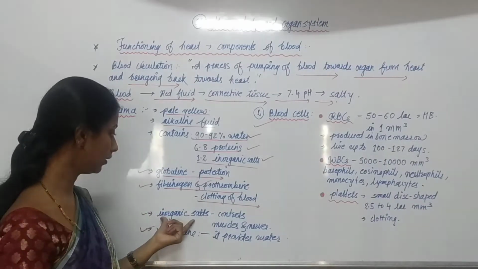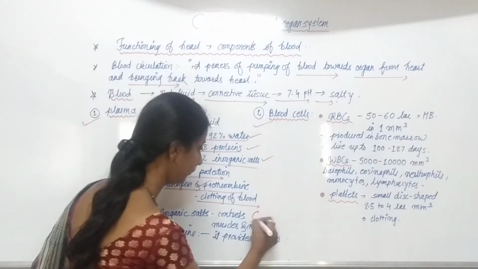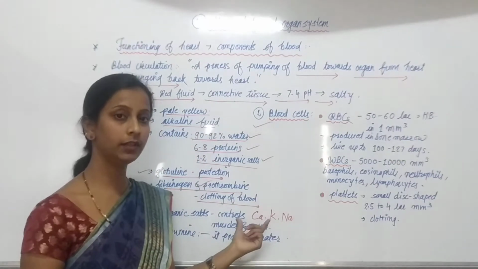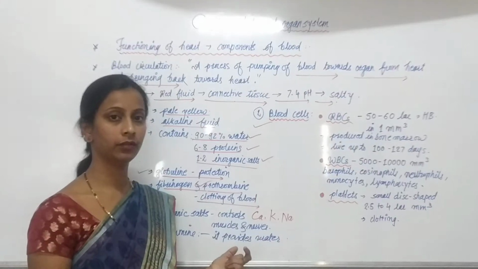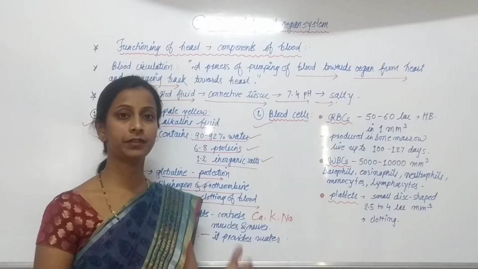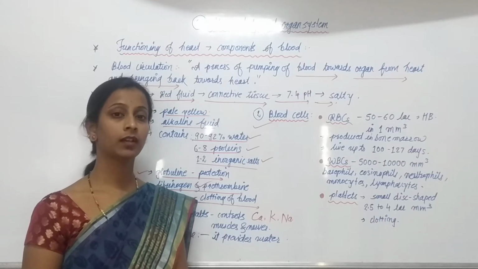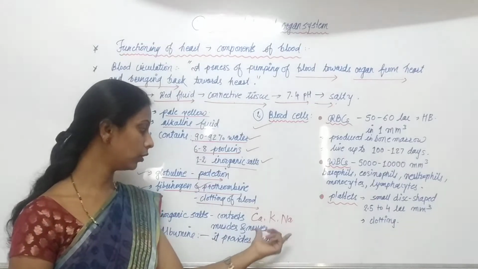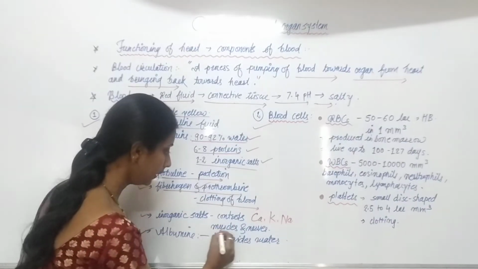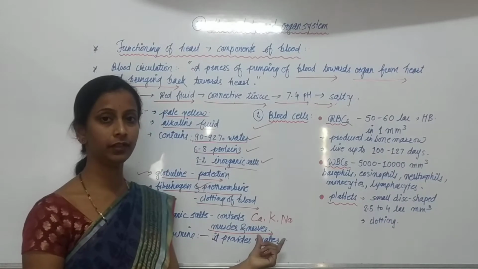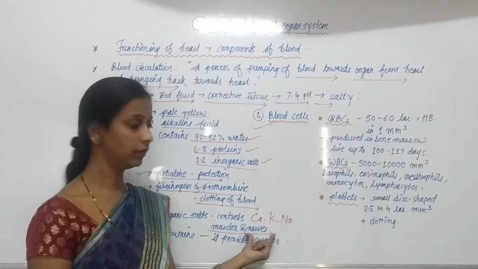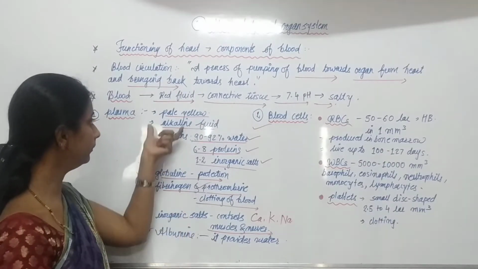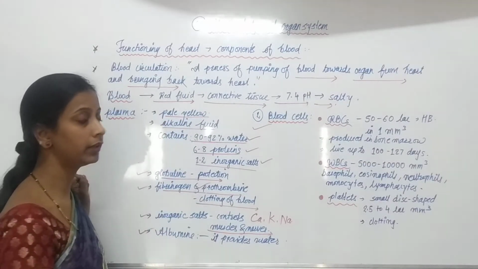Then next, inorganic salts. So Ca, K, Na. Okay, this type of salts, inorganic salts, are present in blood. These salts are connected with the nerve cord, so that they transport messages to the nervous system, so that it controls the muscles and nerves. Understand? So this is about blood plasma. Remember here, blood.